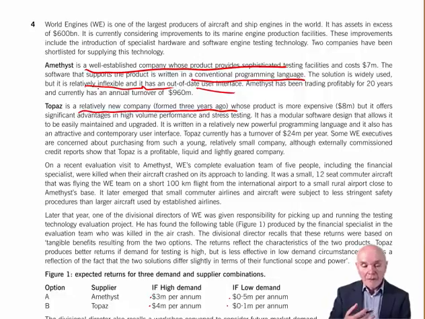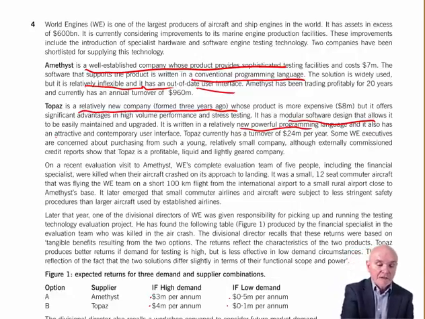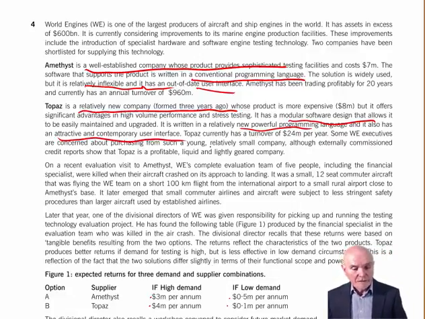Our new company, maybe not as stable as we have already said here, but it says here it's a modular software design that allows it to be easily maintained and updated. It's in a new programming language, so it's probably got more future in it than perhaps the other programming language, and an attractive and contemporary user interface.